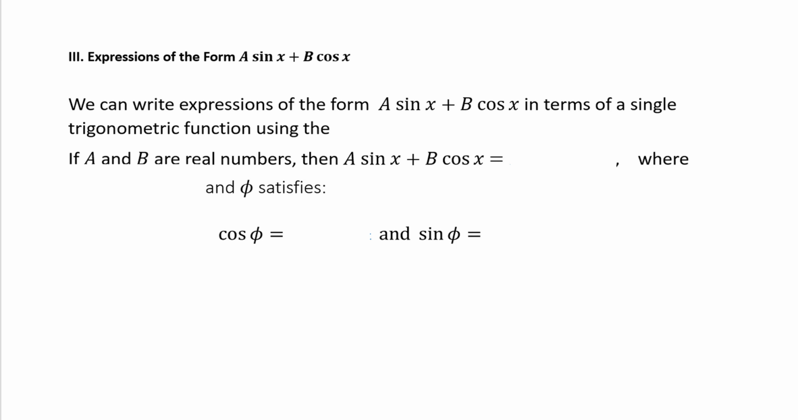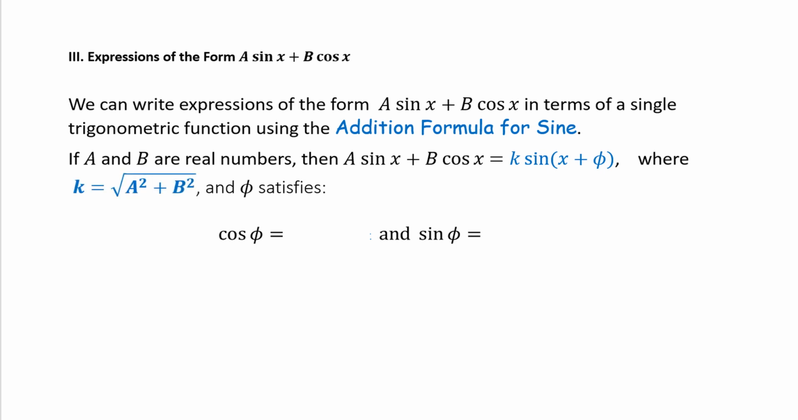Roman numeral 3, expressions of the form a sine x plus b cosine x. We can write expressions of the form a sine x plus b cosine x in terms of a single trigonometric function using the addition formula for sine. If a and b are real numbers, then a sine x plus b cosine x is equal to k times the sine of the quantity x plus phi, where k is equal to the square root of a squared plus b squared, and phi satisfies: cosine phi is equal to a over the square root of a squared plus b squared, and sine phi is equal to b over the square root of a squared plus b squared.